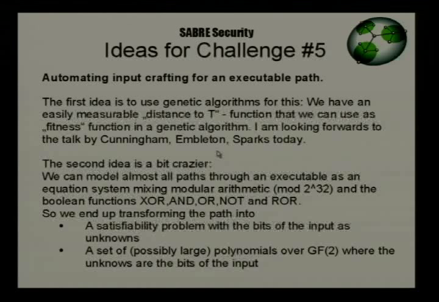The first obvious idea, which has been explored by Sherri Sparks and her co-researchers, is to use genetic algorithms for this. Because you have a very, very easily measurable fitness function, meaning you can measure the distance to your target node, which means that for any input you can say, okay, now this came this close to my target node, this came that close to my target node. So it's really ideal for genetic algorithms in that sense. I saw the talk of Cunningham, Hamilton, Sparks at Black Hat. It was a good talk.